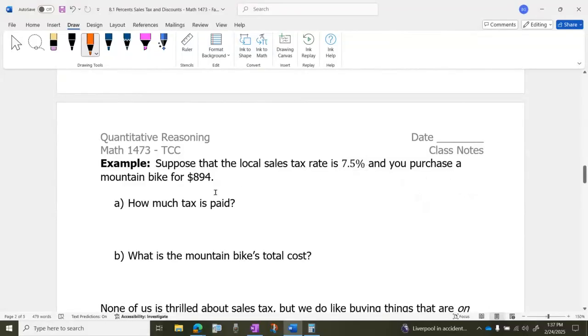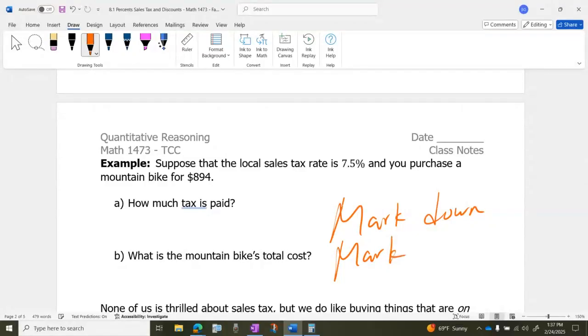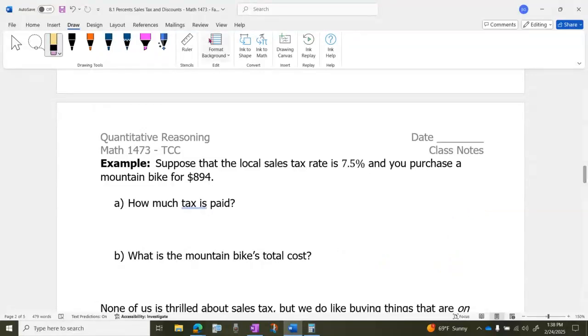And then you purchase a mountain bike for $894. How much tax is paid? What is the mountain bike's total cost? All right, let's see this one. Earlier, the discount problem is a markdown problem, means you pay less than the original price. And here, the tax problem is a markup problem. You do not just pay the price of the product, you have to pay the government a certain amount of money. And here it is 7.5%.